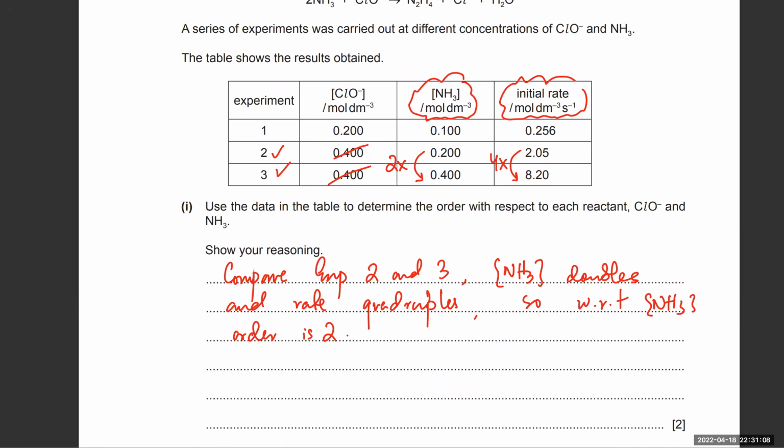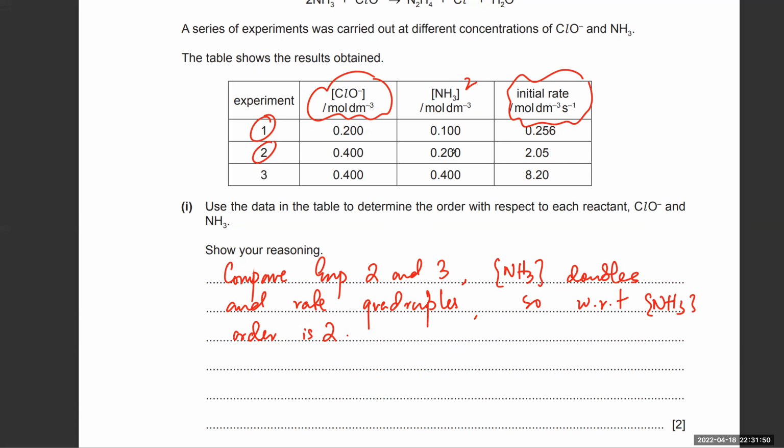You figured out NH3. Now I'm going to figure out the relationship that exists between ClO minus 1 and the rate. Which 2 experiments should I compare? I've already figured out that the order with respect to NH3 is 2. So any of them, 1 or 3 also works. You shouldn't compare 2 and 3 because then this will get cancelled out. You want to change this, but in that case you can't eliminate NH3 because it's changing everywhere. So let's compare 1 and 2.